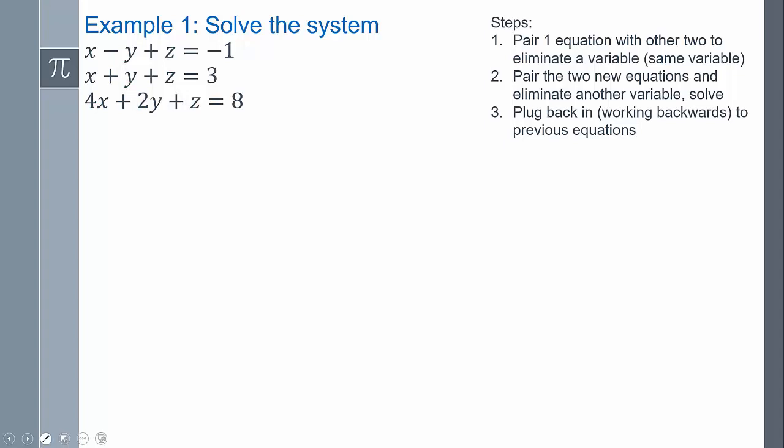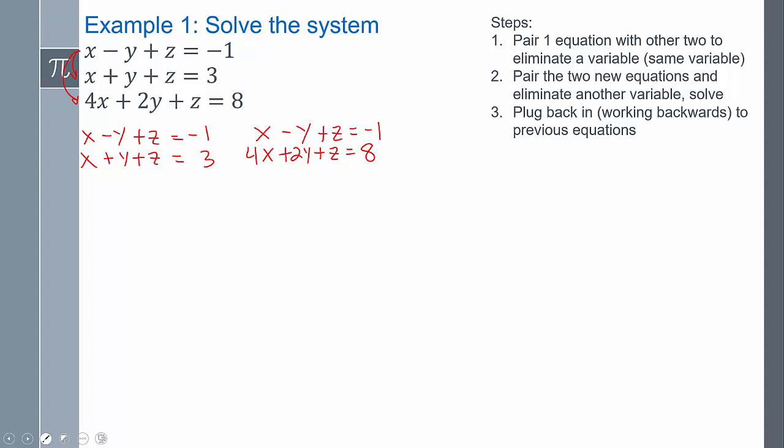Now me looking at this, it doesn't matter which variable that we eliminate, we just have to eliminate the same variable in both equations. So I'm going to pair one equation with the other two equations. And looks like I want to do equation 1 with equation 2 and equation 1 with equation 3, and I'm going to eliminate the y's.